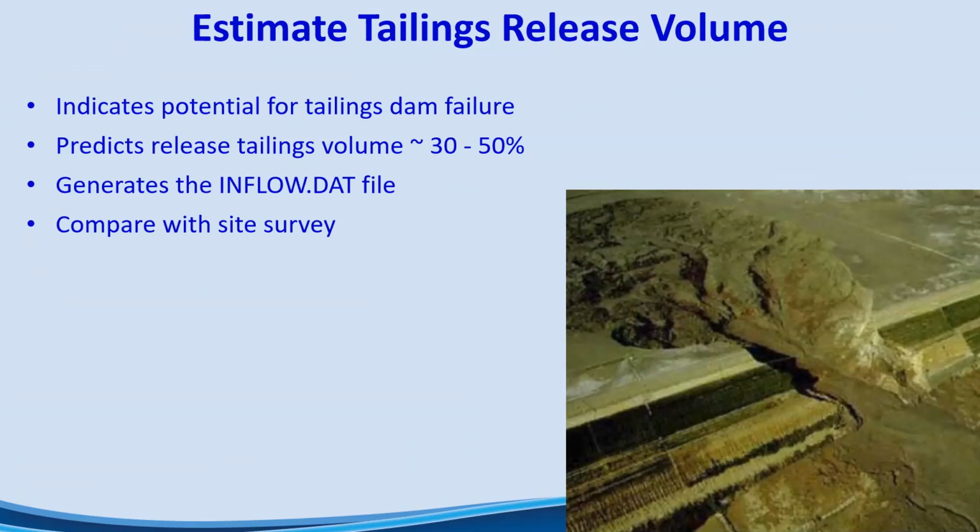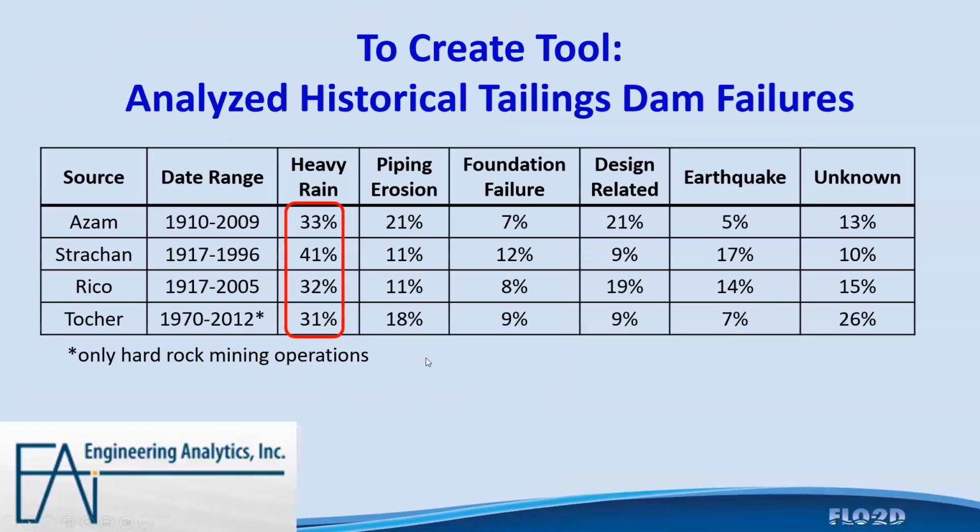The intention, as I mentioned before, is to generate the inflow.dat file, which is just a boundary condition for the FLO-2D model to route this volume downstream in the system. You can always compare the volumes and make sure that you are doing a good estimation. To put together this tool, we analyzed the failures of tailings dams that have been documented over the last few decades, and we categorized and analyzed the different failure modes.